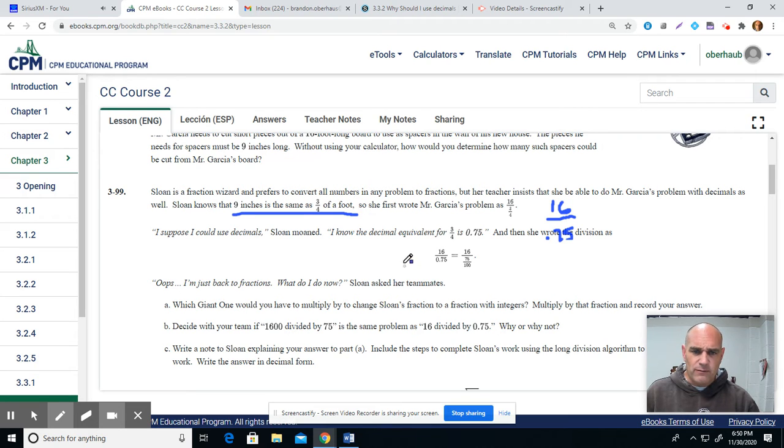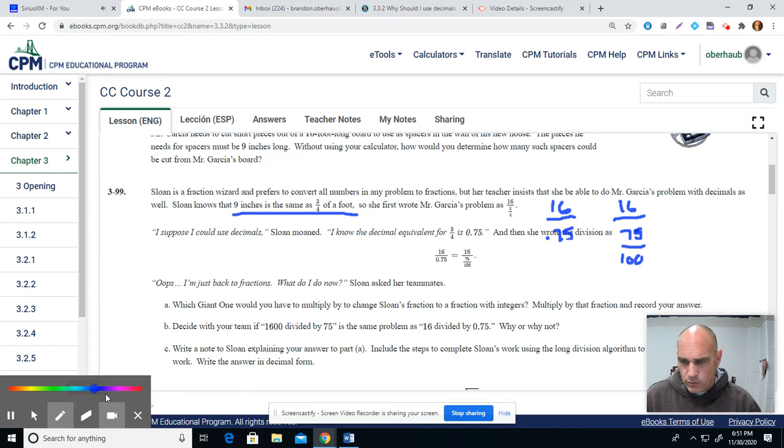Here's what we have going on. Then she wrote the division as this. So she has 16 still on top. And then she said, all right, well, I know that 0.75 is the same thing as 75 hundredths. So she wrote that as 75 hundredths. So 16 over 75 hundredths.